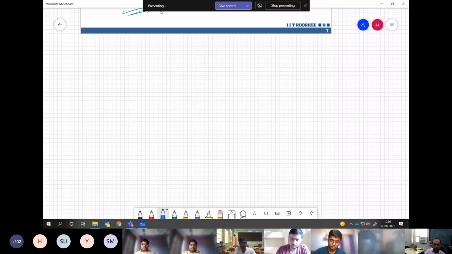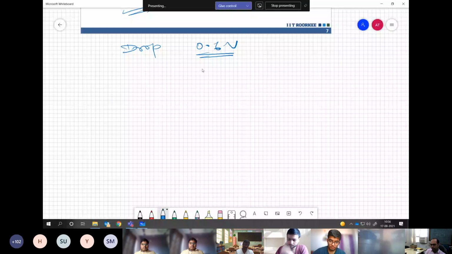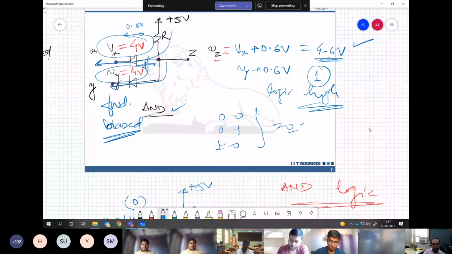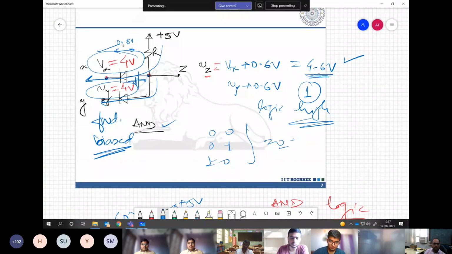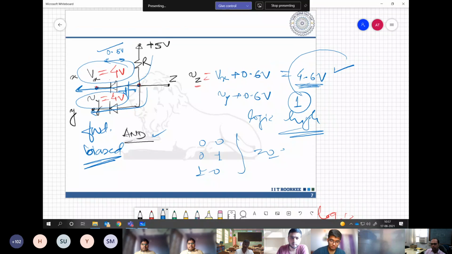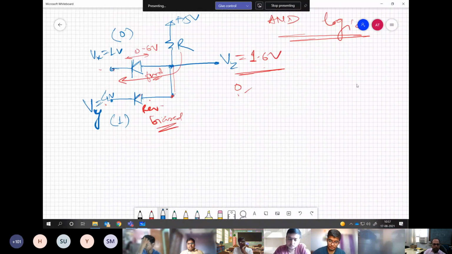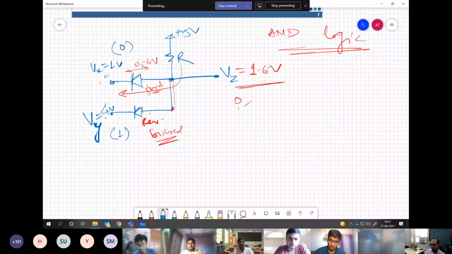The first major drawback is the drop across the diode. The 0.6 volt drop that we are getting in the diode is causing huge nuisance in the circuit. See, you are feeding 4 volts over here and you are getting 4.6. Now imagine if you feed 5, you will get 5.6, which is beyond your logic circuit. Similarly, here you are feeding 1 and you are getting 1.6.